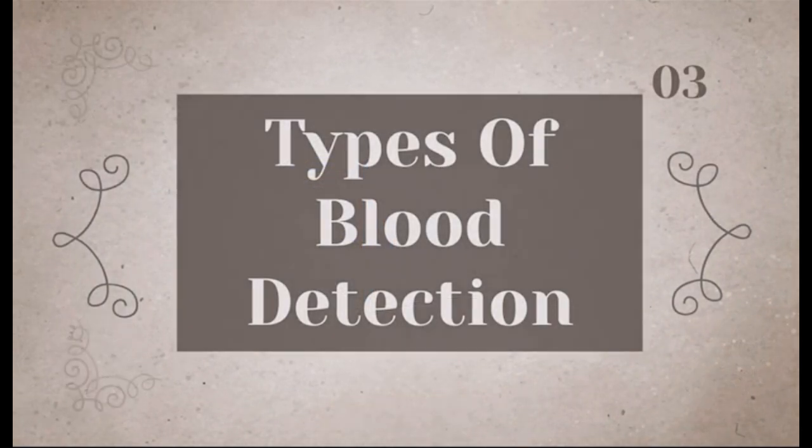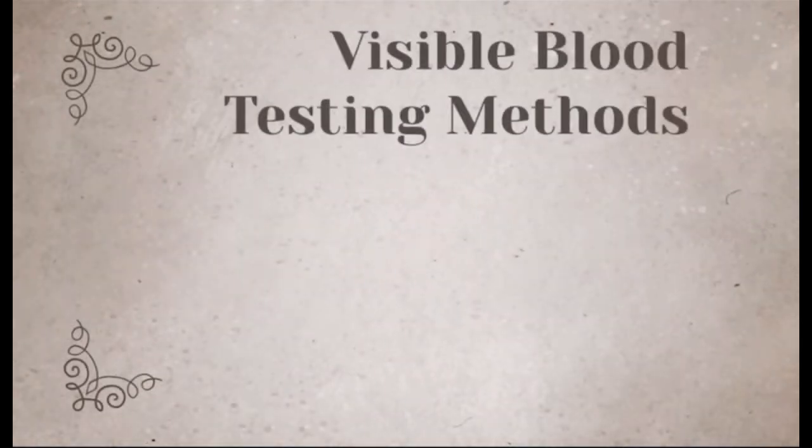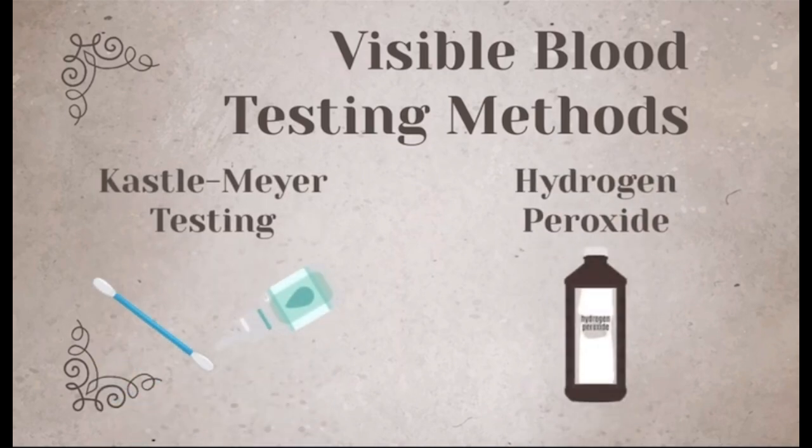Let's take a closer look at how blood is detected and analyzed during a forensic investigation, even when it's not visible. Visible blood detection methods are techniques used to identify blood at a crime scene that can be seen with the naked eye or under special conditions. Let's start with the Kastle-Meyer test, a presumptive test that uses a chemical called phenolphthalein. When this reagent reacts with the hemoglobin in blood, it turns pink, confirming the presence of blood. The Kastle-Meyer test is a quick, affordable, and effective way, making it a popular choice for field investigators. It's especially useful when looking for small bloodstains that aren't immediately visible.